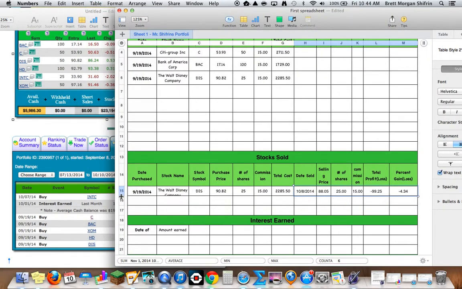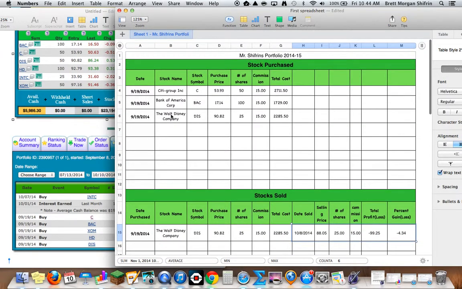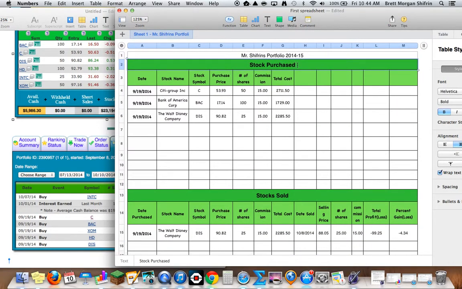Obviously, if you sell a stock, it should no longer be in the stocks purchased. Maybe we should add a column here, purchased slash held. So that's what you own. This should be your active portfolio. Well, let's put portfolio here. This is what you own. It should reflect your account summary.